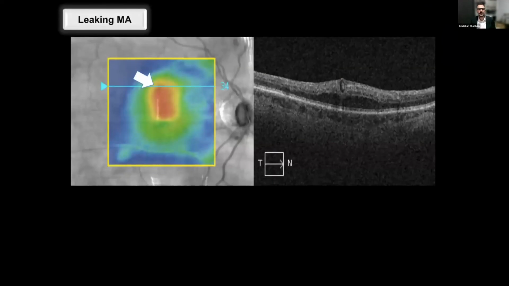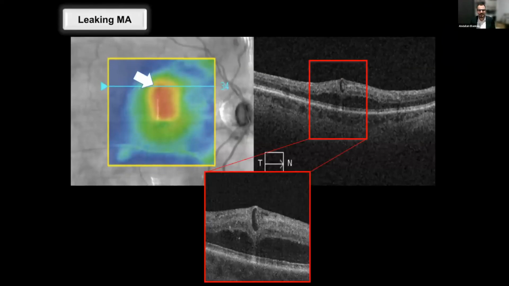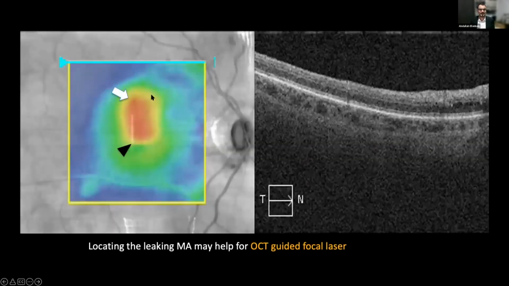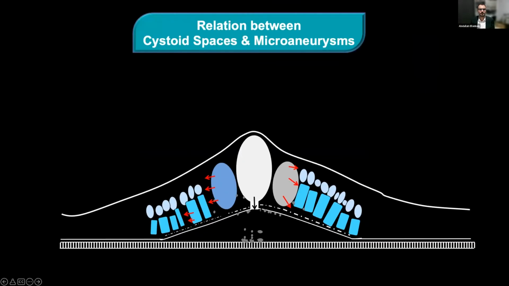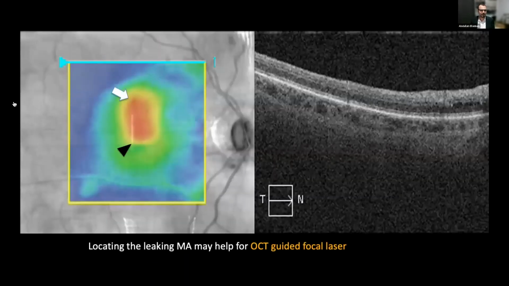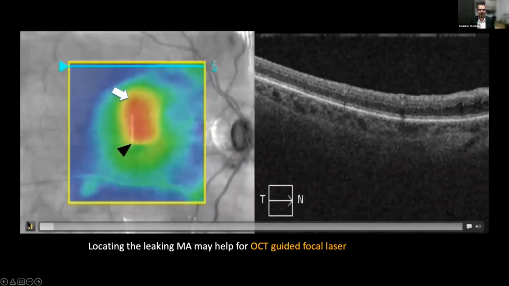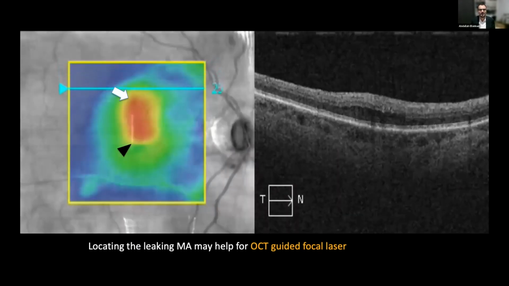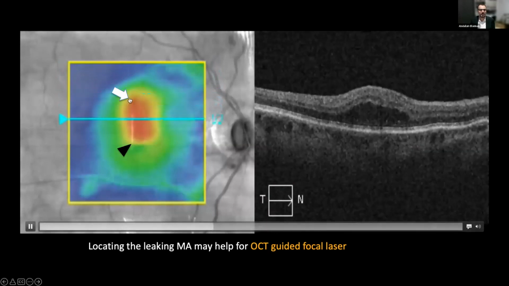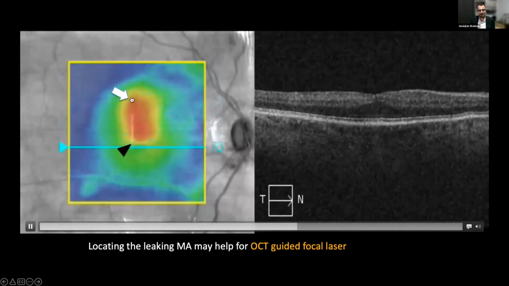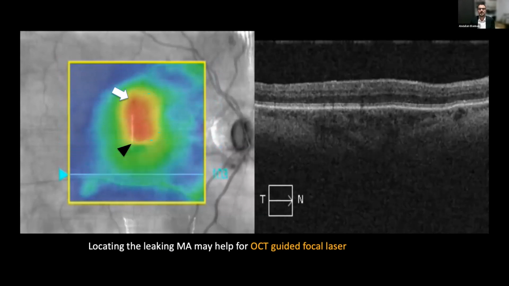Another thing is locating the leaking microaneurysm. With careful analysis, like in this case, the patient has a large area of macular edema, but interestingly, the leaking microaneurysm is slightly away from the fovea, which is something you may consider laser for in these cases. If you look carefully at the 3D OCT, you can see the leaking microaneurysm is actually located in this area, which is amenable to laser, if you can consider that.